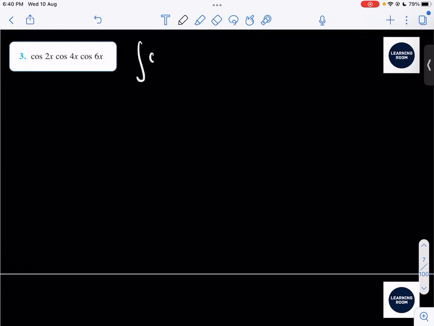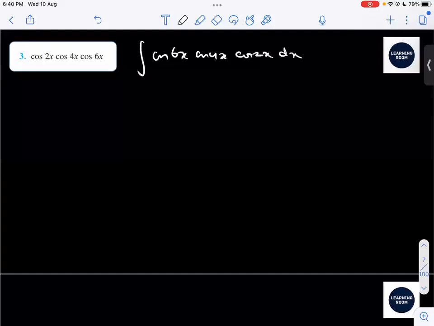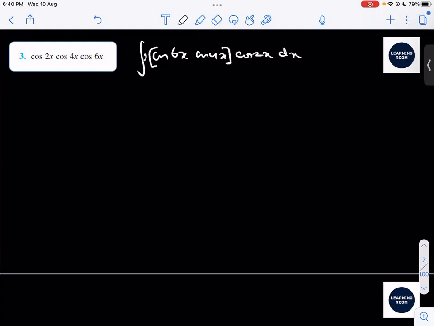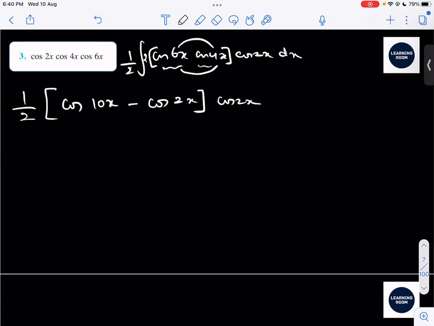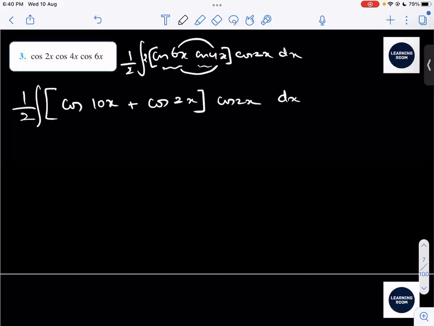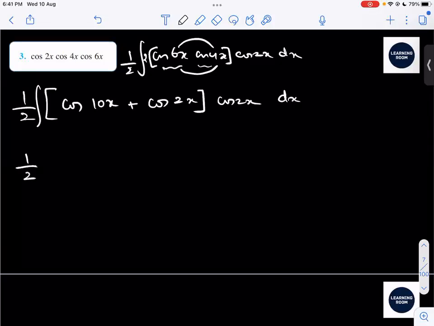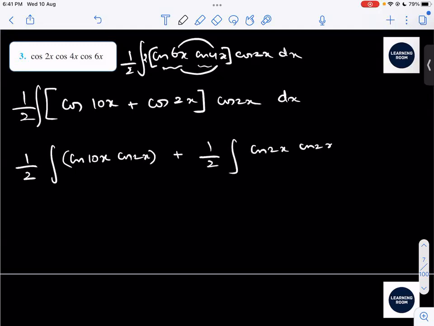Here, if you observe, this is the integral of cos 6x, cos 4x, and cos 2x dx. If I take these two terms first, I will multiply and divide by 2. When I do this, I get half into cos into cos, which is cos C plus cos D. So this can be written as cos of 6x plus 4x, that is 10x, plus cos of 6x minus 4x, that is 2x, dx. So 1 by 2 into the integral of cos 10x into cos 2x plus 1 by 2 into the integral of cos 2x into cos 2x dx.